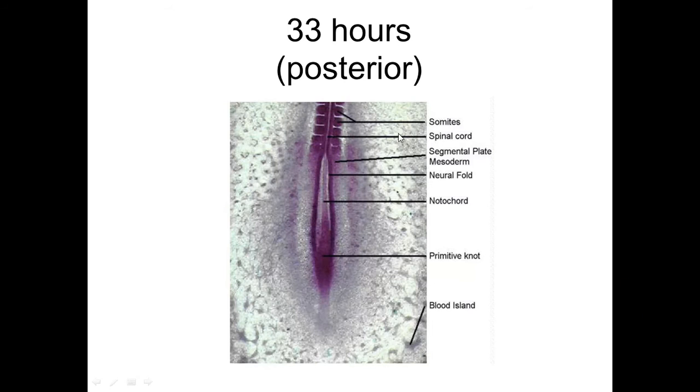Alright. Posteriorly, we can see here that the neural folds on the lower portions of the animal are still not fused. So you expect, if you make a cross section here, neural folds are not yet fused, are not yet forming a closed tube.